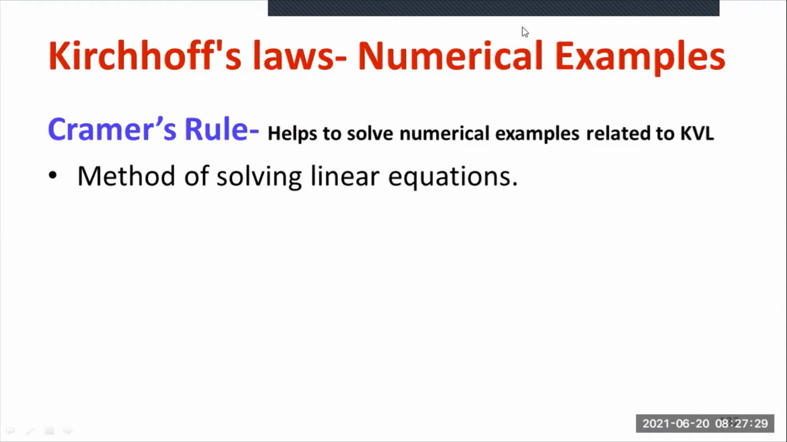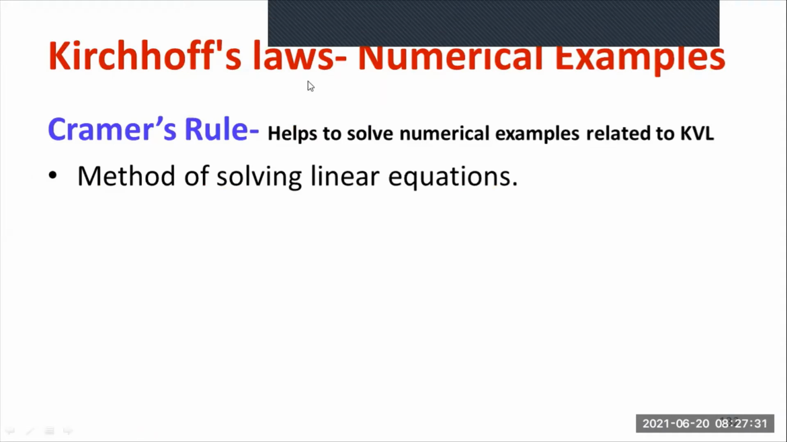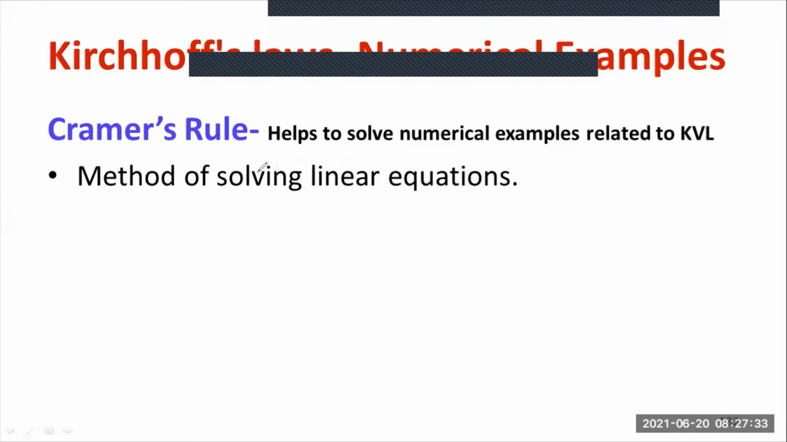Anyway, let us discuss Cramer's rule, and I would like to give some idea how to solve three equations and three variables for a three loop system, and also two equations and two variables for a two loop system. So we can use Cramer's rule. That's my opinion. If you are comfortable with any other methods, you can go ahead with that. But as far as ease is concerned, I'll be using Cramer's rule. It mainly helps to solve numerical examples related to KVL, for example three equations, three variables, and two equations, two variables. So that is regarding Cramer's rule, a method of solving linear equations.